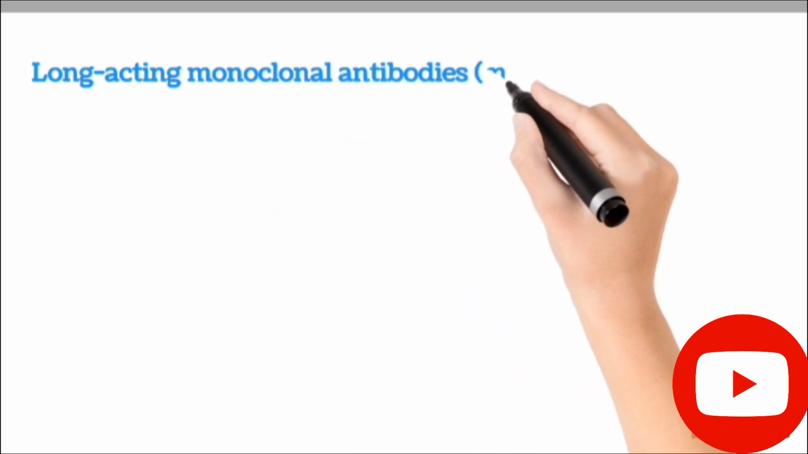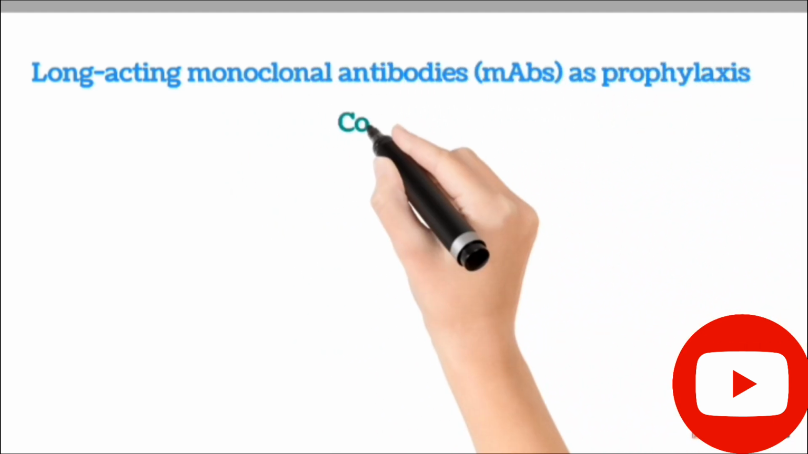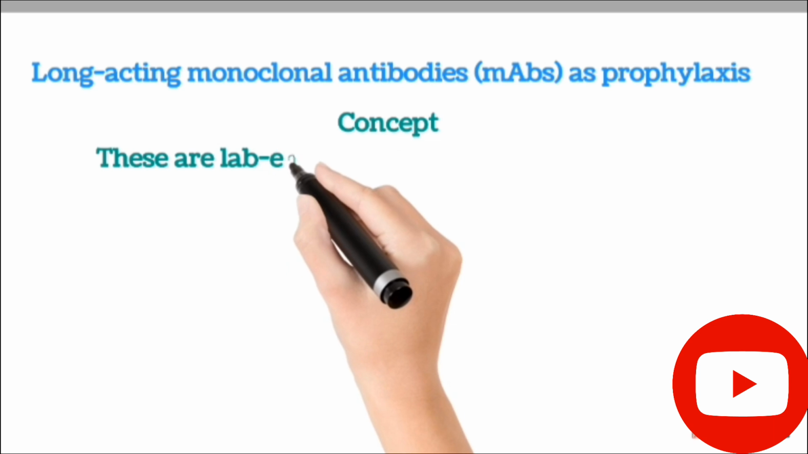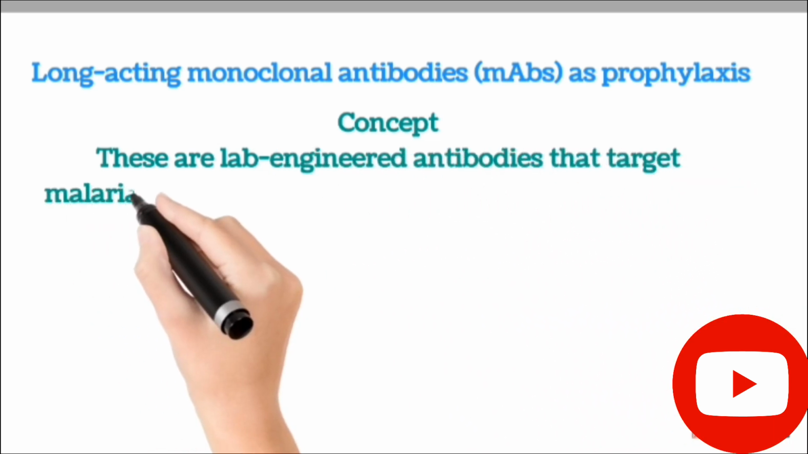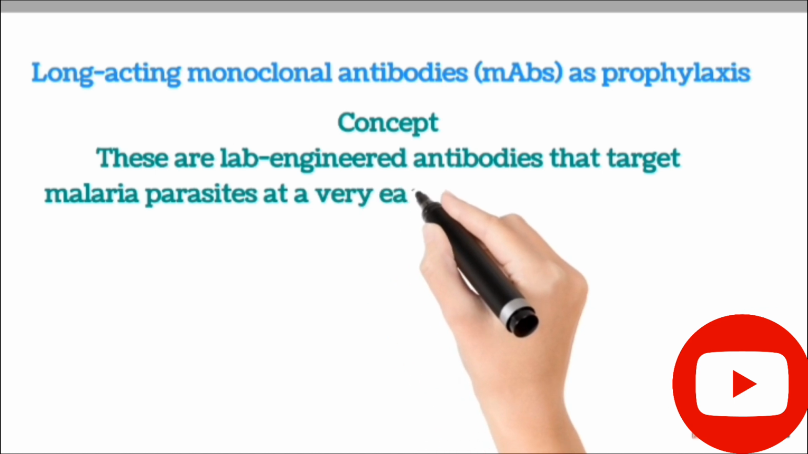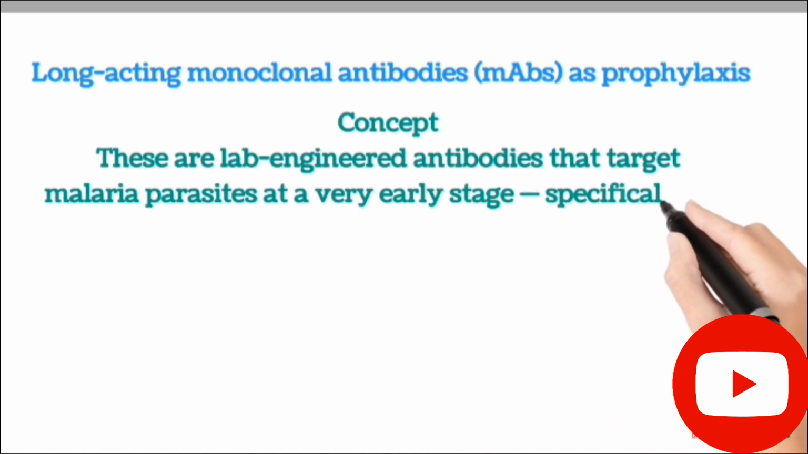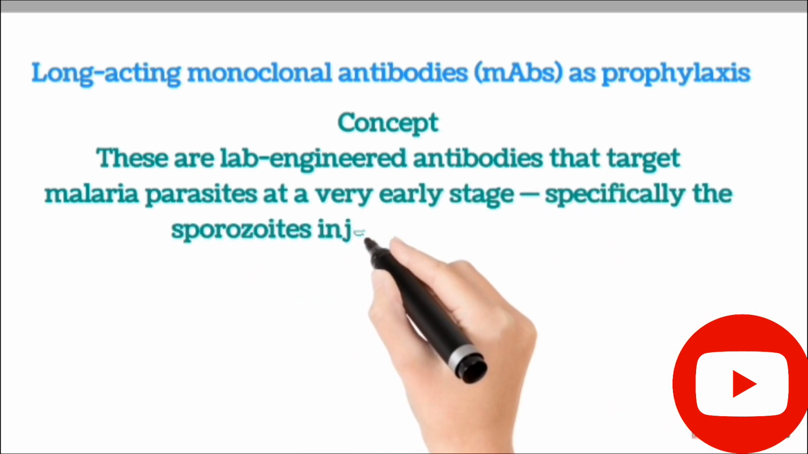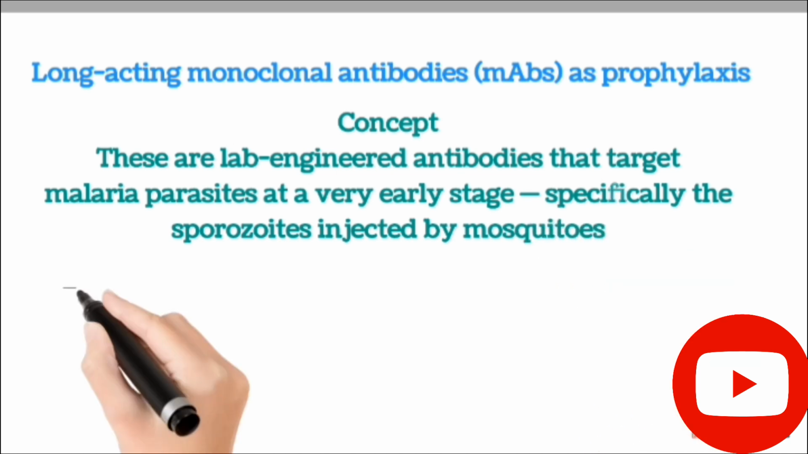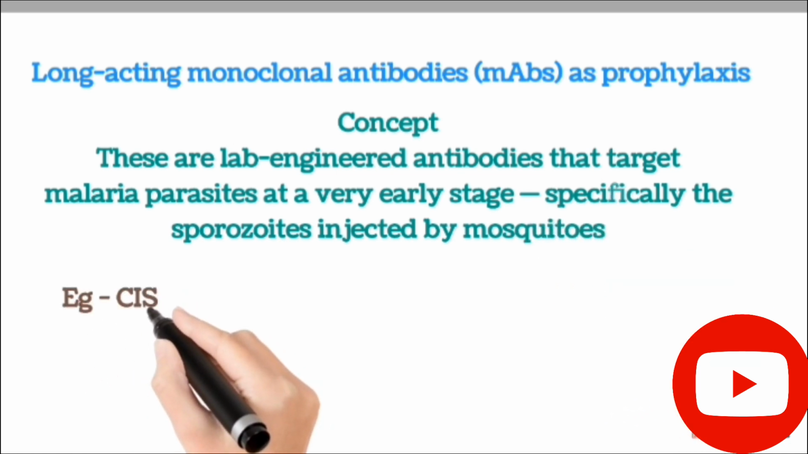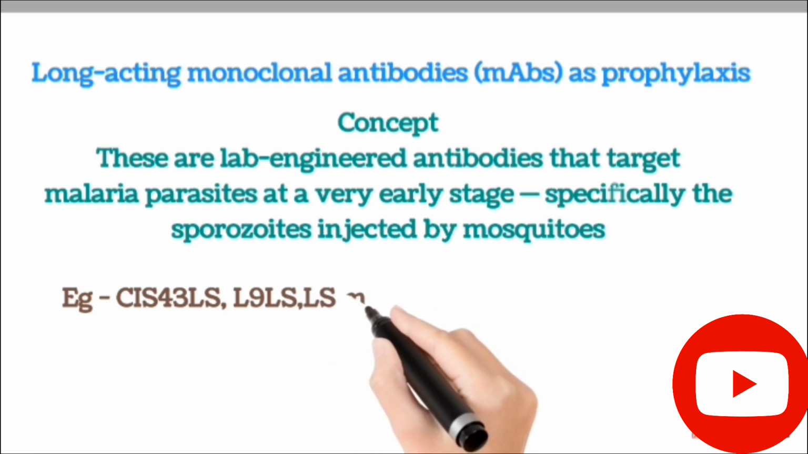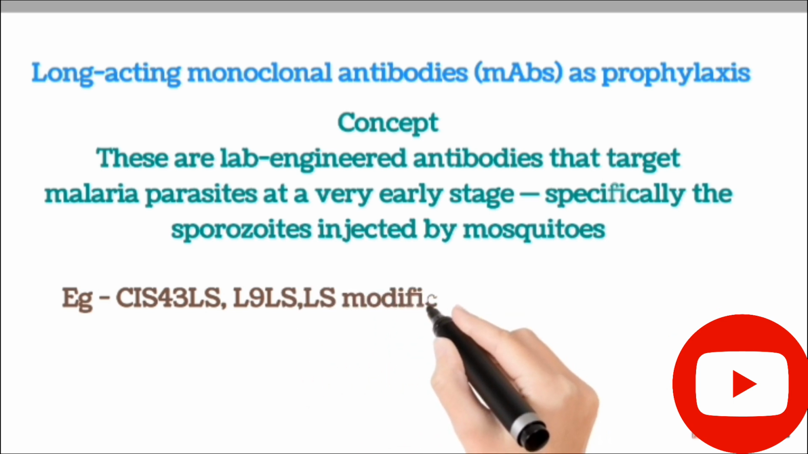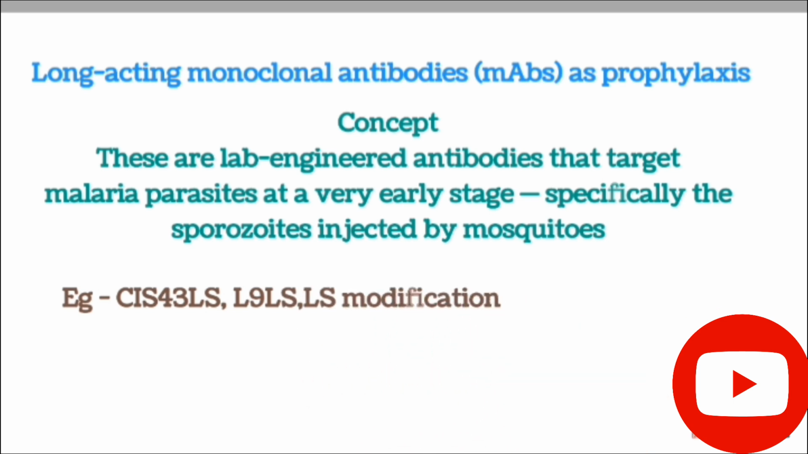Another recent advance is long-acting monoclonal antibodies as prophylaxis. The concept is that these are lab-engineered antibodies that target the malarial parasite at a very early stage, specifically the sporozoite. If we kill the sporozoite, infection will be prevented. Examples are CIS43LS, L9LS, and LS modification.